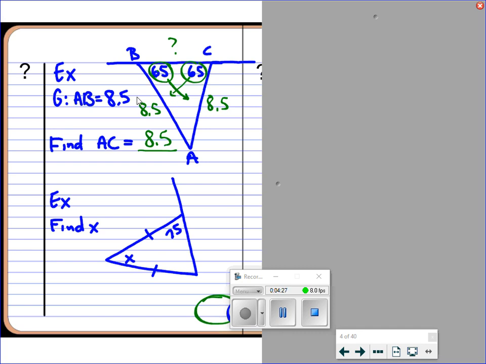Okay, now let's take a look at this next example. In the previous example, we were given that the angles are congruent, and that information led us to information about the sides. Now I'm going to lead you from knowing that the sides are congruent, and that's going to help me deal with the angles. Okay, so they want you to find x. To the inexperienced geometry student, x might be equal to 75, but it's not.